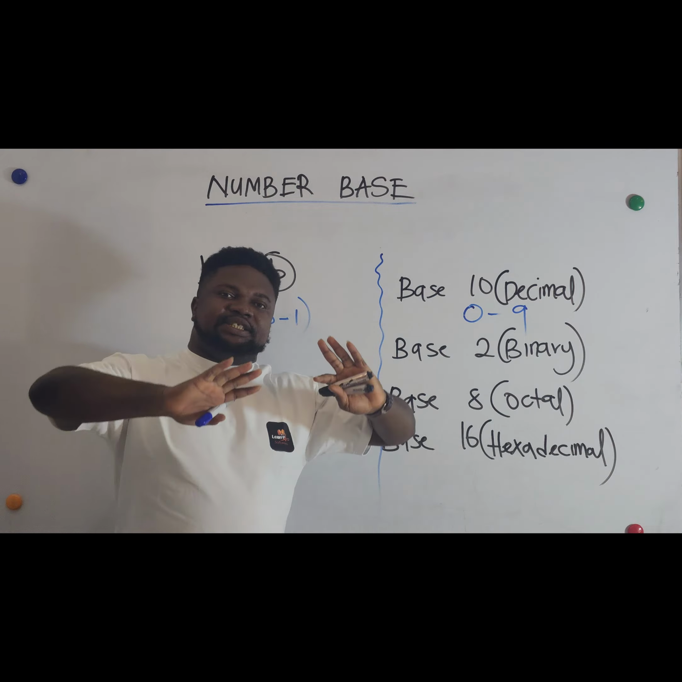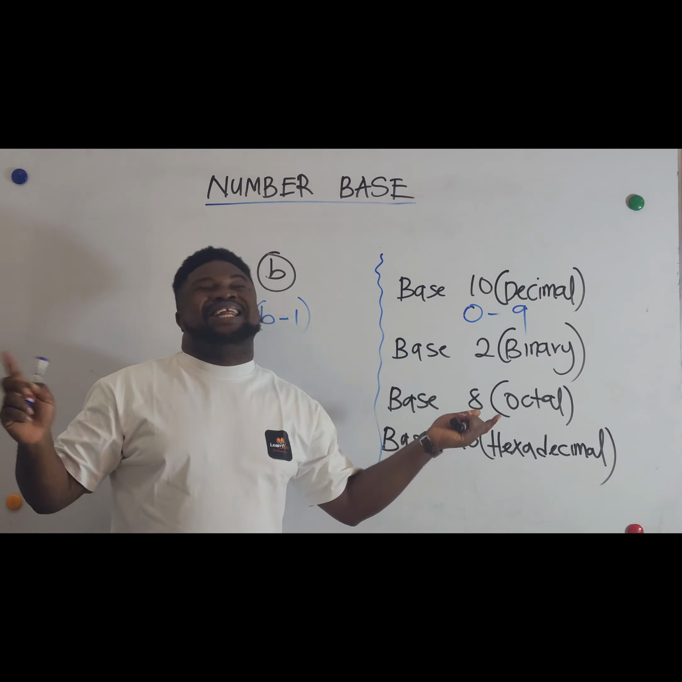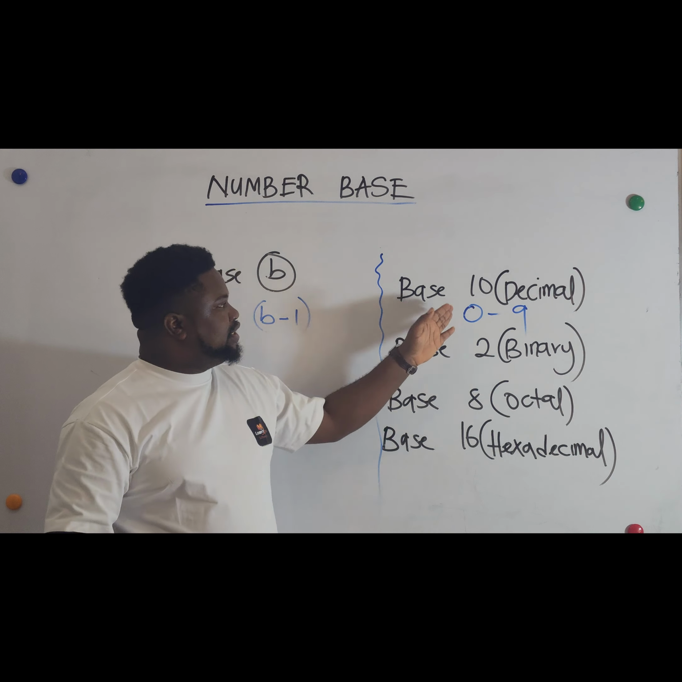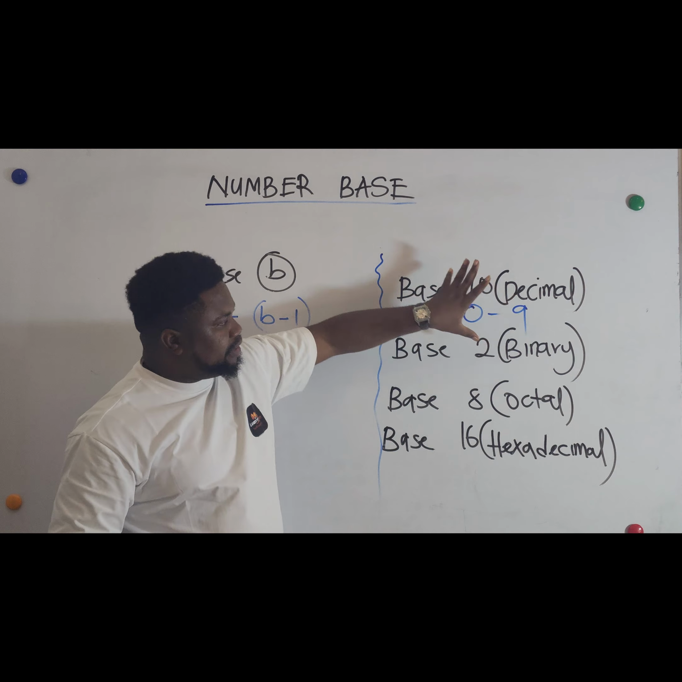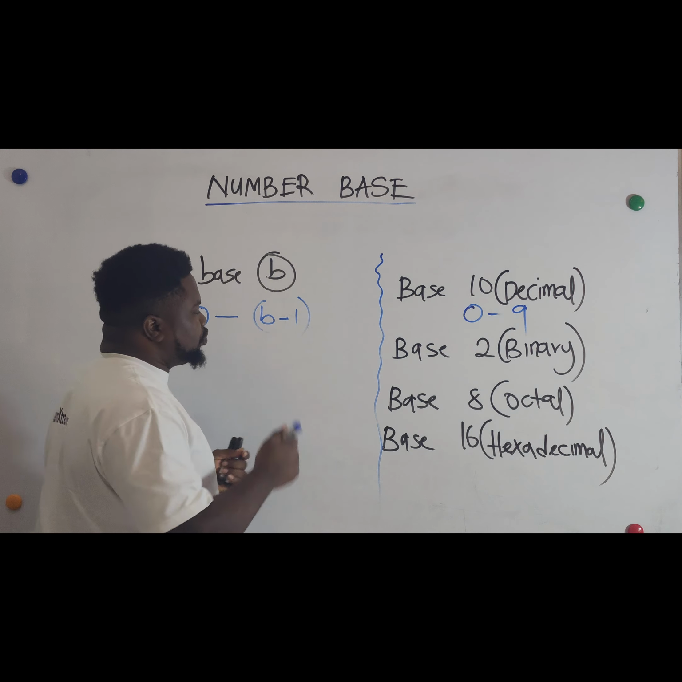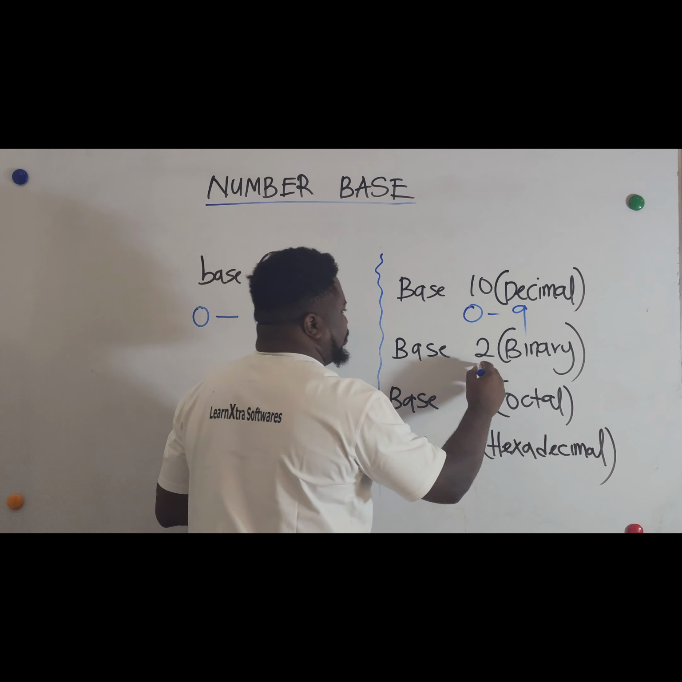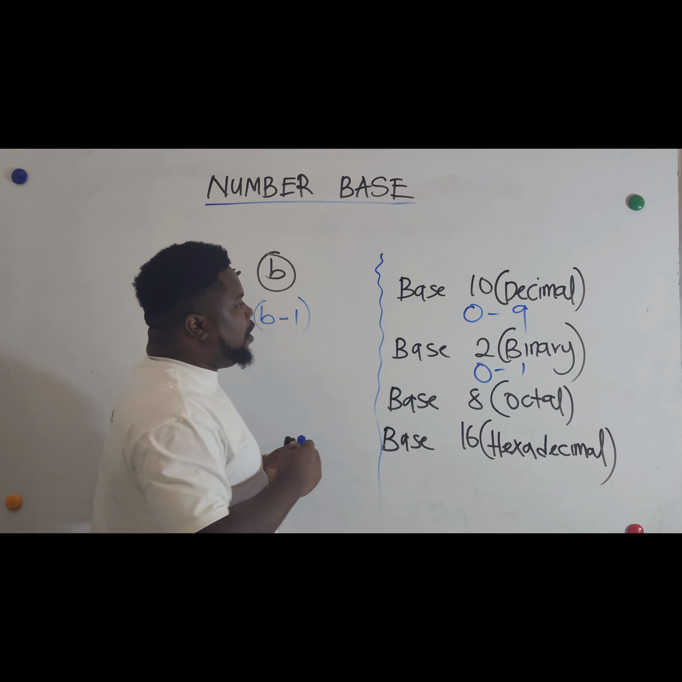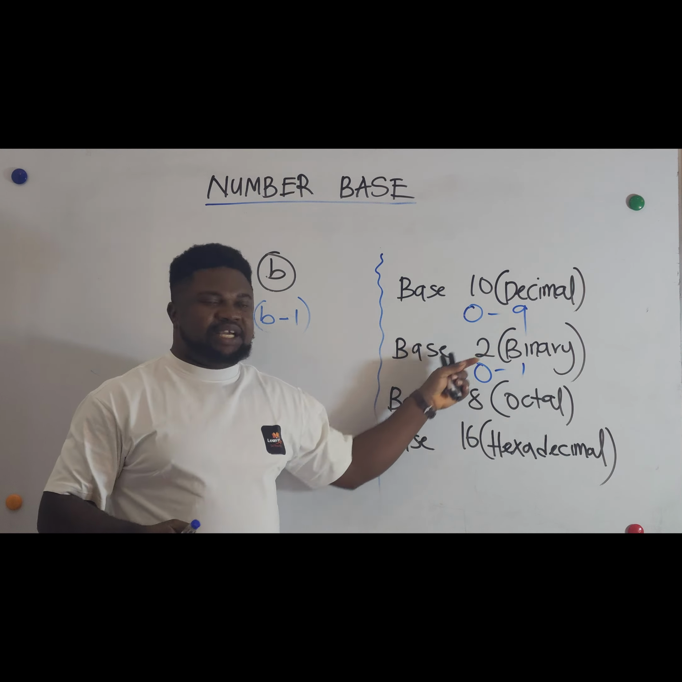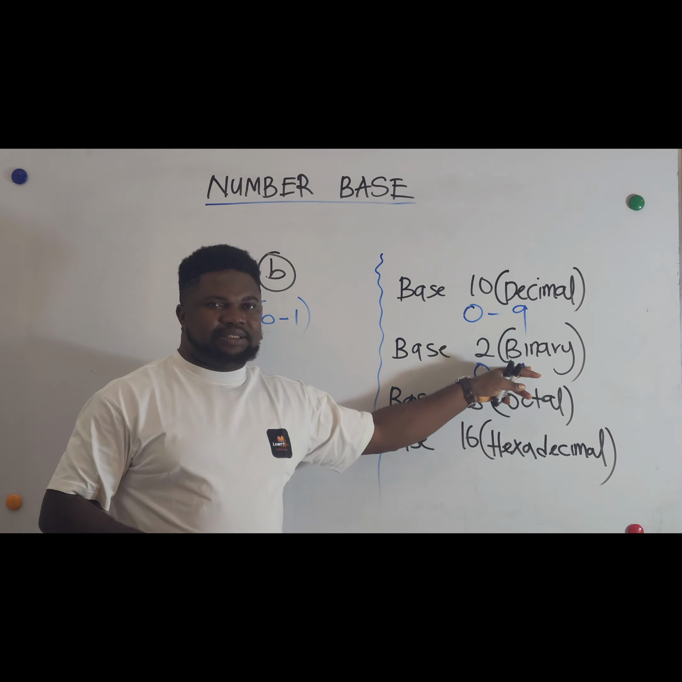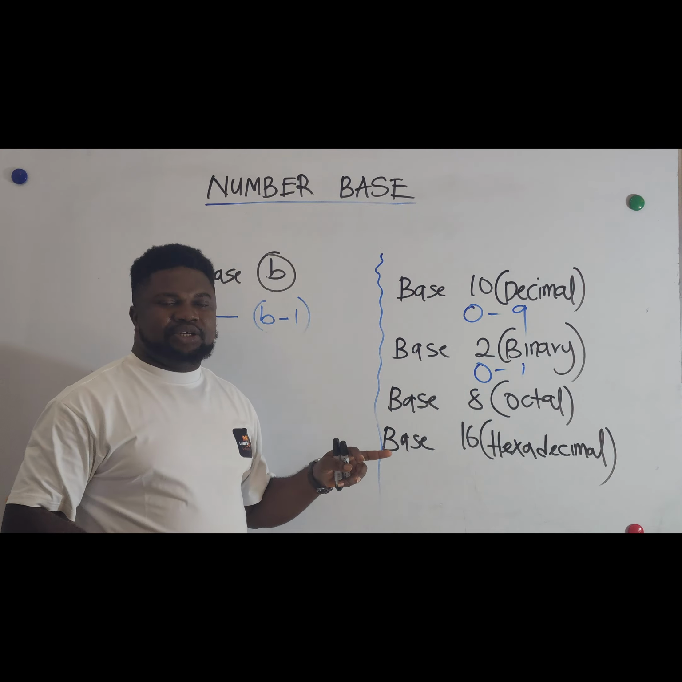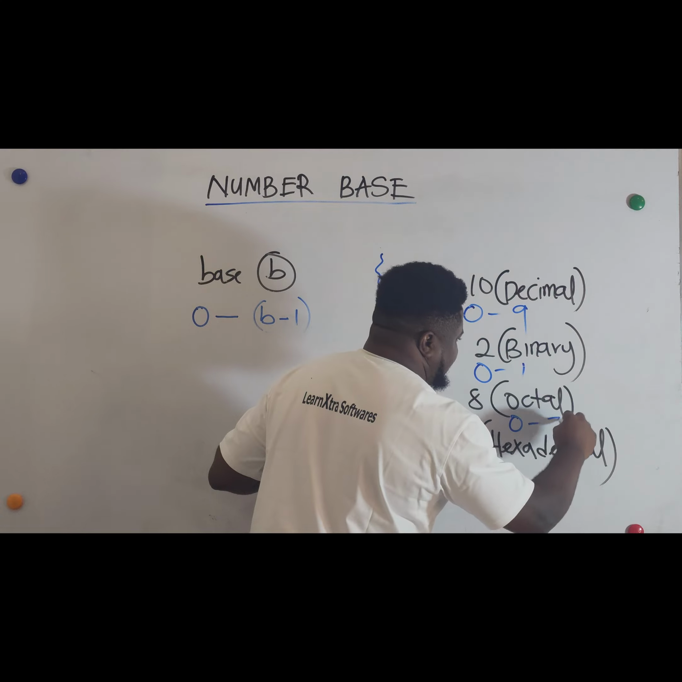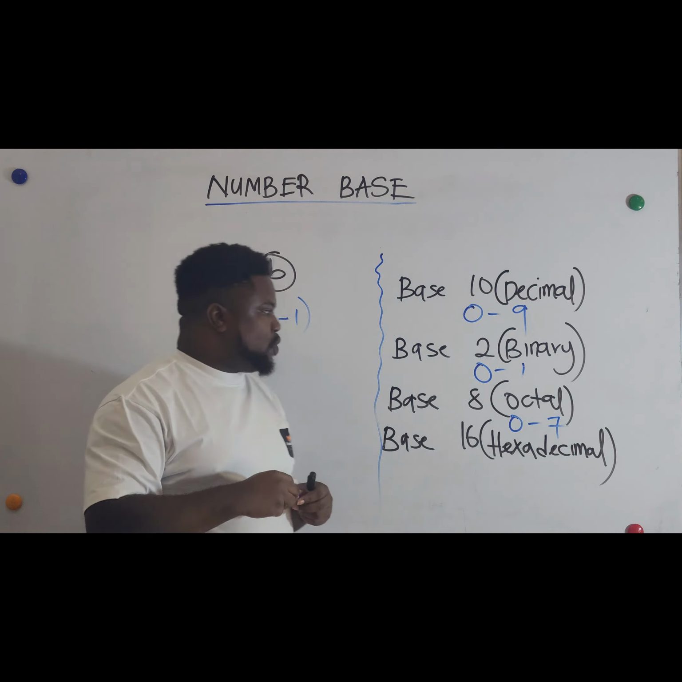That's why in decimal, the numbers we use today, you can never see any number that's not between 0 and 9. So base 2 will start from 0 down to 2 minus 1, that's 1. So numbers involved for base 2, which is binary, are just zeros and ones. For base 8, numbers involved should be from 0 down to what? 7. Yes, 8 minus 1 is 7.